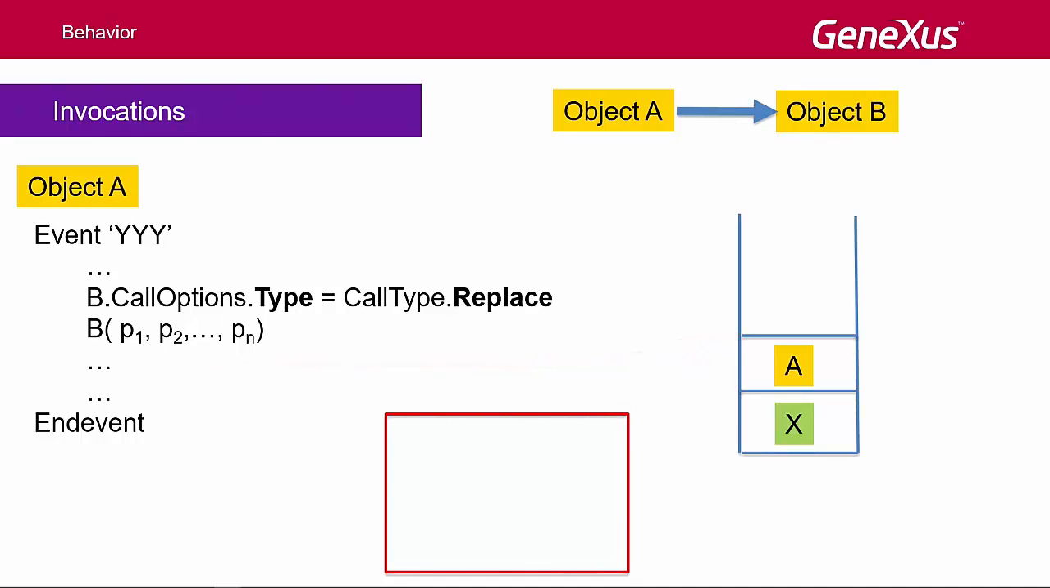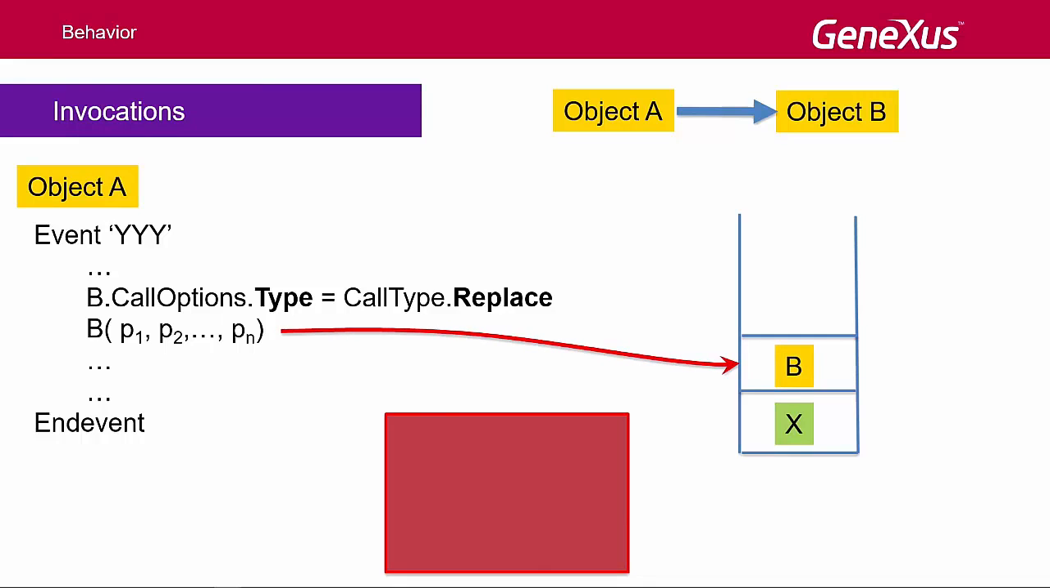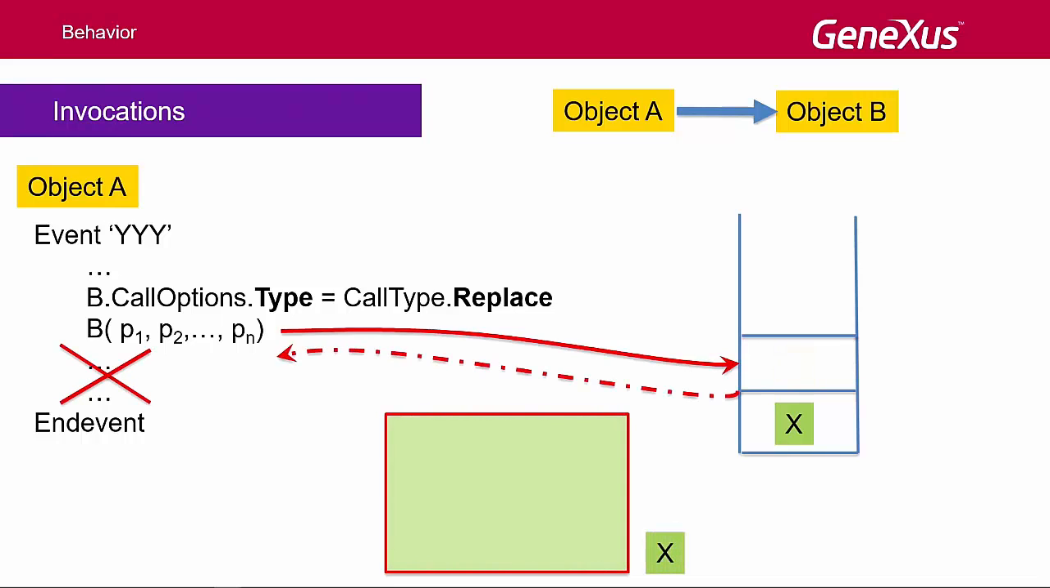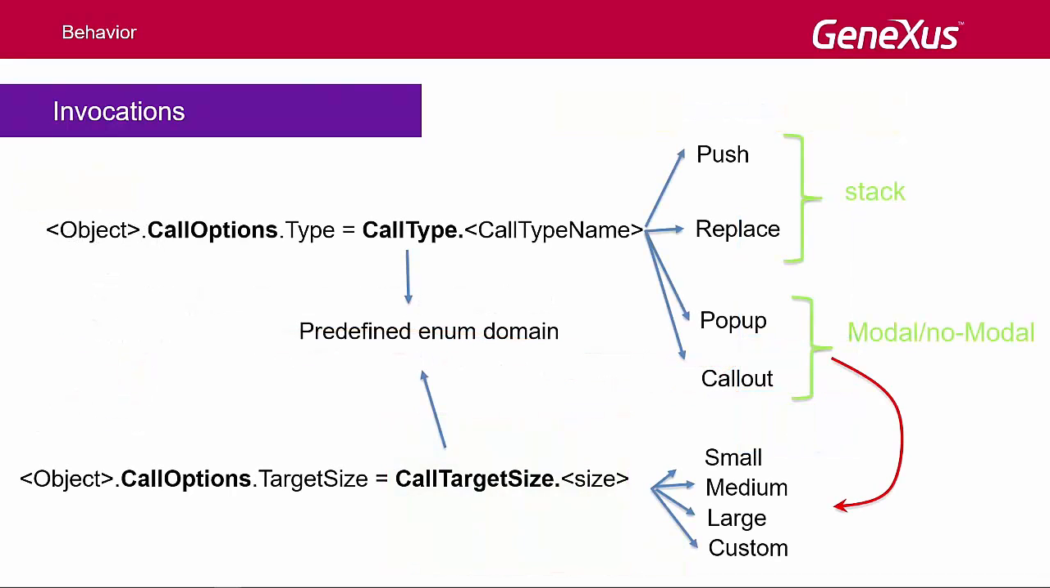On the other hand, if from object A we call object B with the replace call type, the called object will also be opened exactly in the same screen area as the caller, but will replace the caller object in the stack. Therefore, when it finishes running, it will not continue to run A's event. Instead, it will return to the object placed before in the stack, which in this case is object X. Therefore, what came after in the event will obviously not be executed.